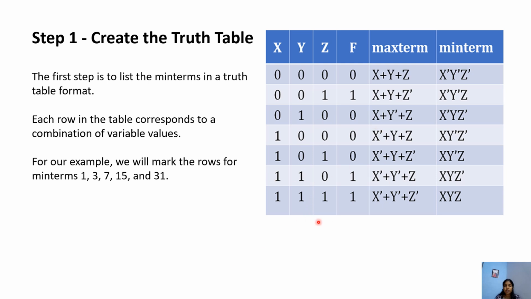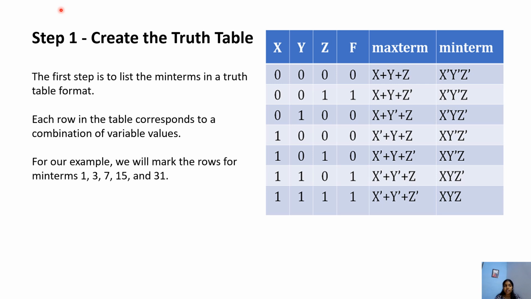You have to list the minterms given in the truth table, and each row in the table corresponds to a combination of variable values. For our example, we'll mark the rows for minterms 1, 3, 7, 15 and 31. Only for our reference, let us mark those minterms. Basically, the first step is to create the truth table for the given Boolean expression.